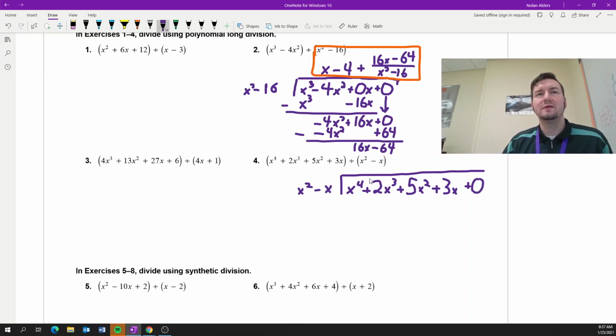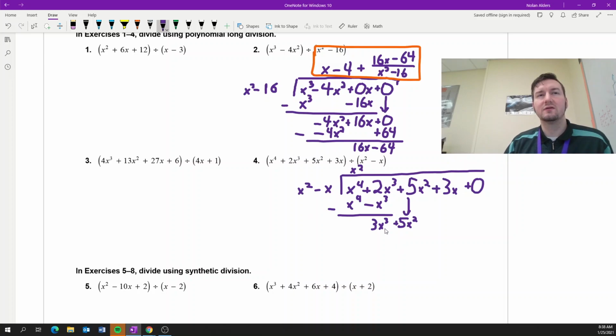Okay, now let's go ahead and do this. So what times x squared gives us x to the fourth? That would be an x squared. So x squared times x squared is x to the fourth. x squared times negative x is negative x cubed. And we can subtract. x fourth minus x fourth is 0. 2x cubed minus negative x cubed is 3x cubed. And we bring down the 5x squared. And we do it again.